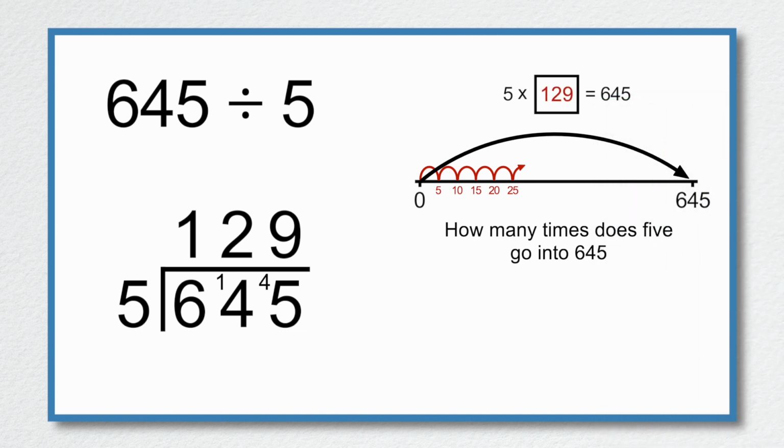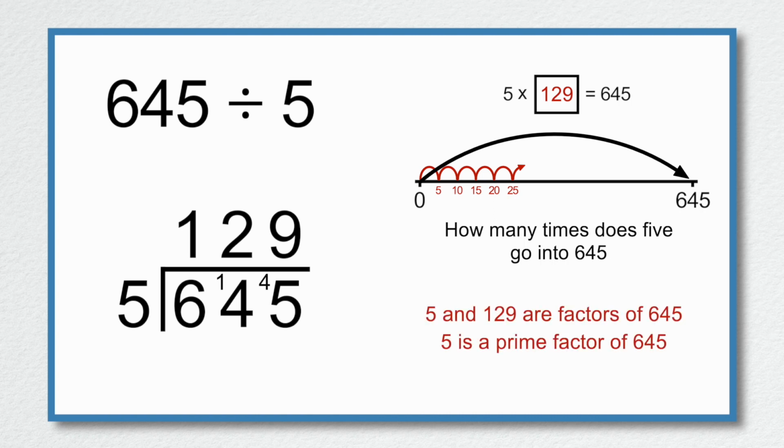5 and 129 are therefore factors of 645, and because 5 is a prime number, it is also a prime factor of 645. If you feel confident enough, have a go at the next question, 702 divided by 6. Pause the video, have a go, and when you're ready, press play. But I'm just going to go through the answer.